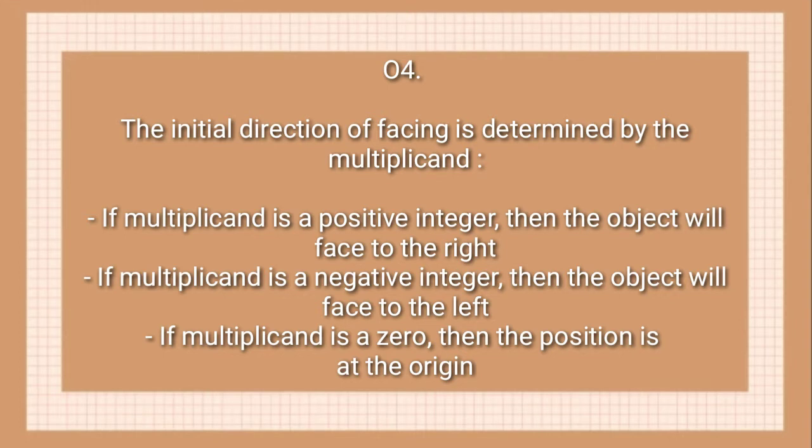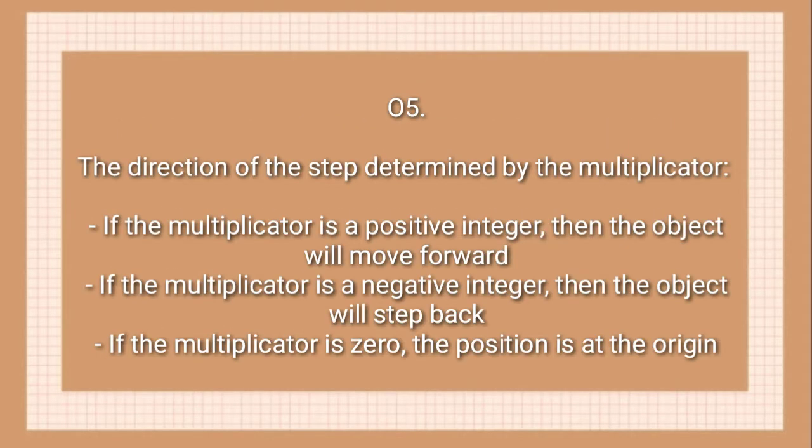If the multiplicand is a negative integer, then the object faces to the left. If the multiplicand is 0, then the position is at the origin. Fifth, the direction of the step is determined by the multiplicator. If the multiplicator is a positive integer, then the object will move forward.